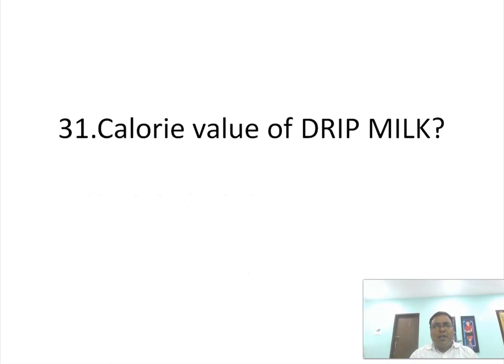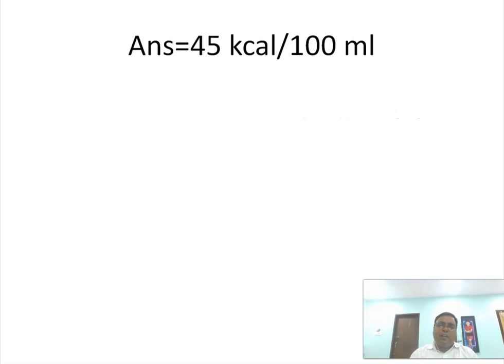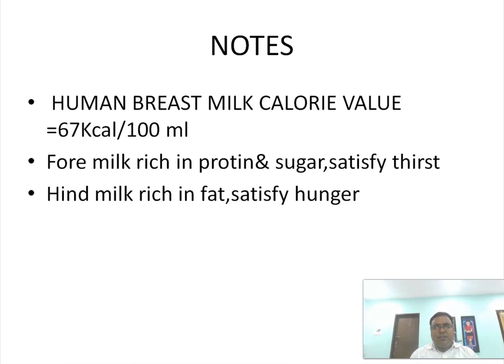Next, calorie value of drip milk. What do you mean by drip milk? Suppose one baby is taking breast milk from one breast, then the milk that is secreted from the other breast is known as drip milk. The question is, what is the calorie value of drip milk? As you know, your breast milk calorie value is 67 kilocalorie. Then what is the calorie value of drip milk? The calorie value is 45 kilocalorie per 100 ml. Human breast milk calorie value is 67 kilocalorie per 100 ml.